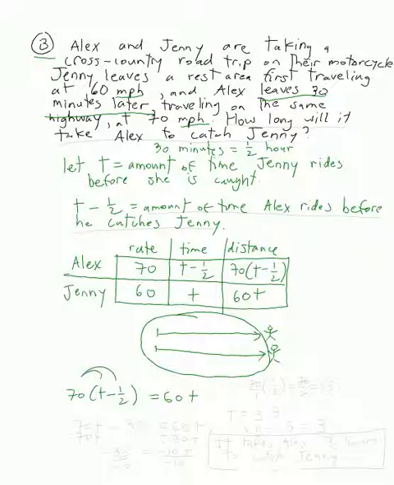Well, first we distribute. 70 times t is 70t. Minus 70 times 1/2 is 35. Equals 60t. I did that a little quickly, but hopefully you remember. If you do 70 times 1 over 2, you multiply them together, you will get 70 over 2, which is 35. Let's go ahead and solve this. We're going to subtract the 70t from both sides. We get negative 35 equals negative 10t. Divide both sides by negative 10. We get t equals 3.